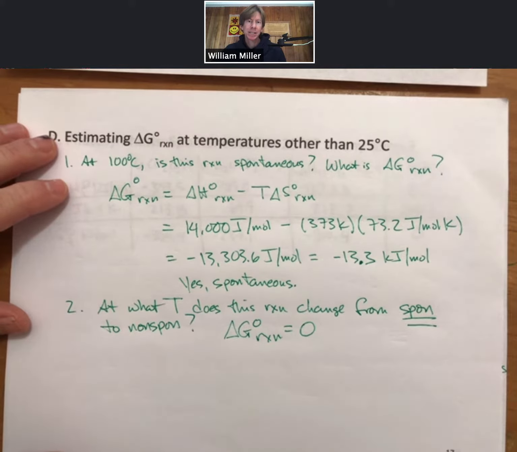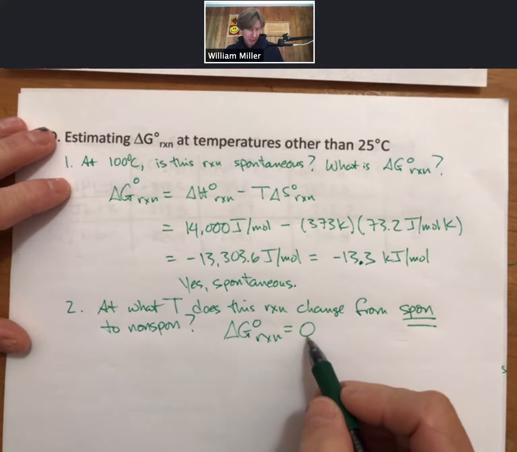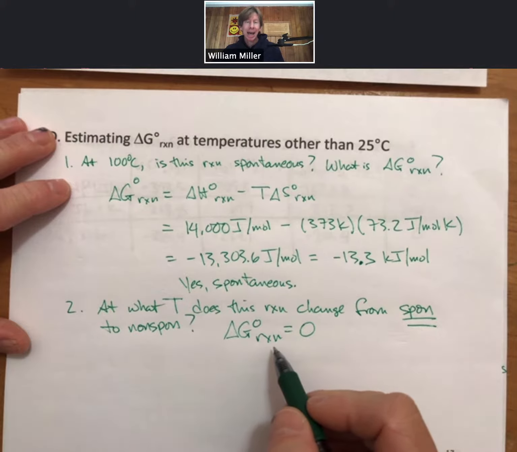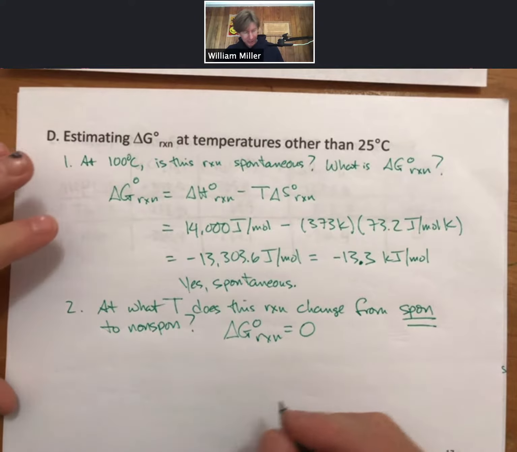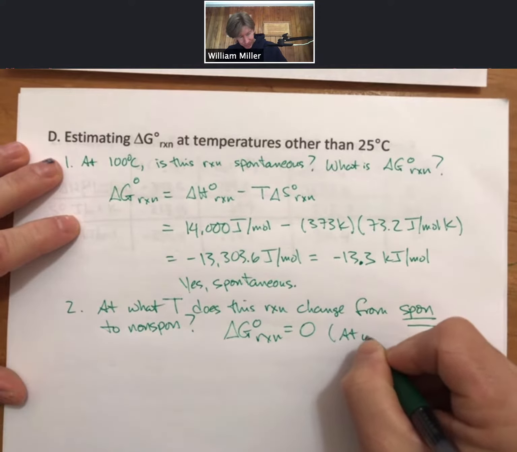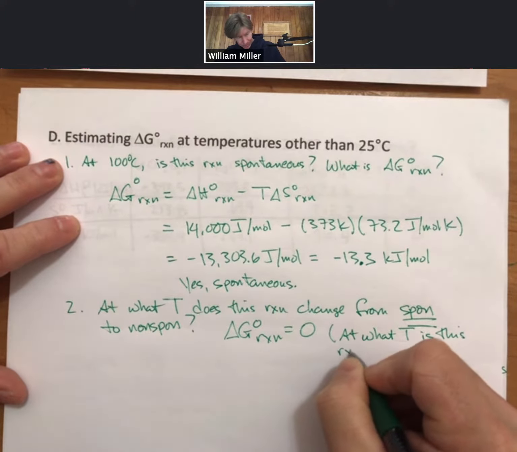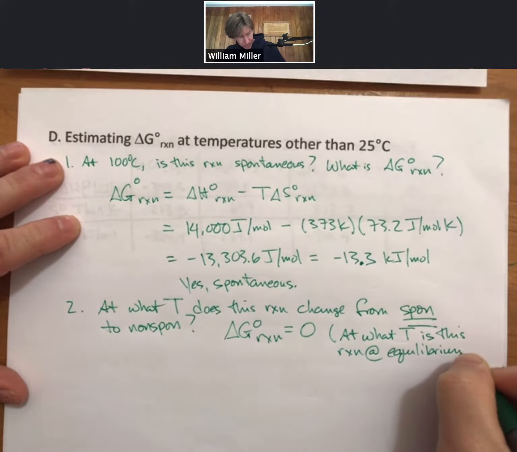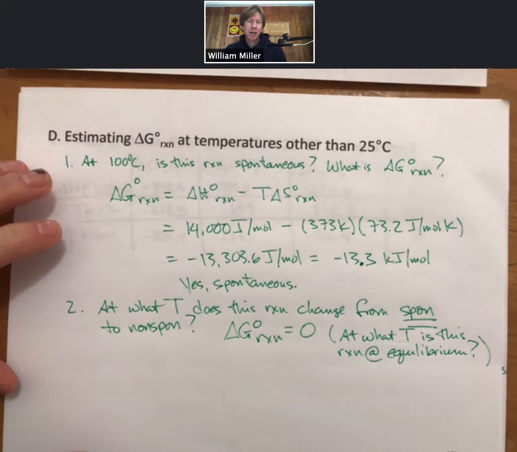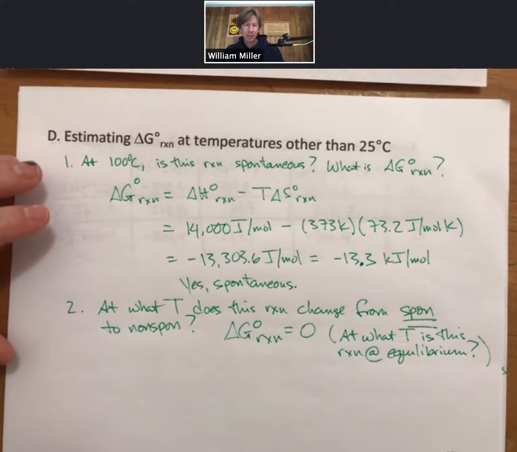Another way of looking at this is that this reaction goes through an equilibrium point, because delta G equals 0 at this temperature as well. So we could also say, at what temperature is this reaction at equilibrium? That's not typically how we ask this, but we could, because that's what 0 for delta G means.